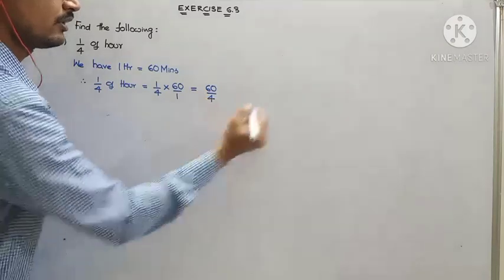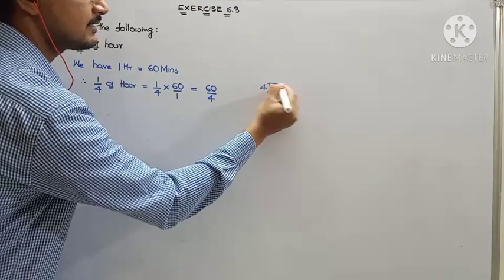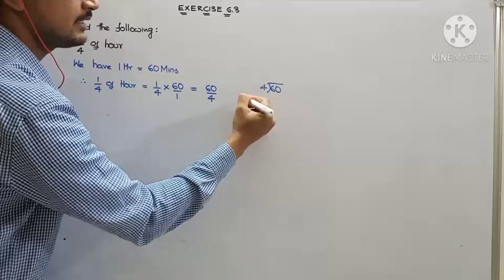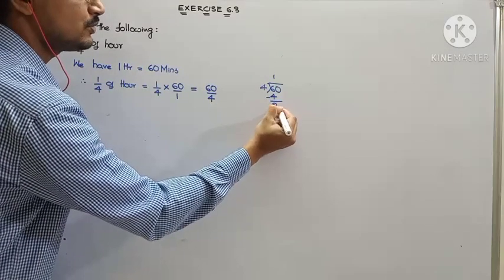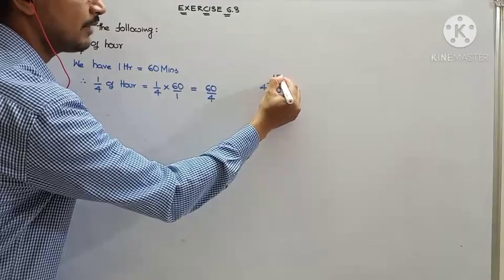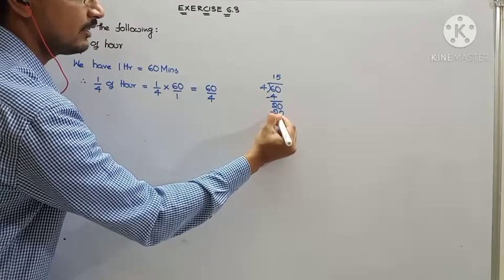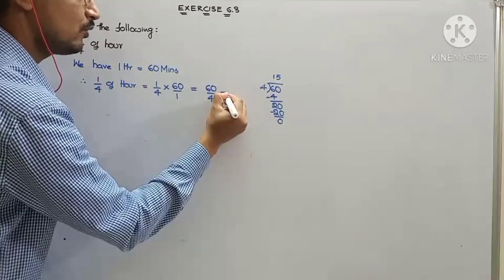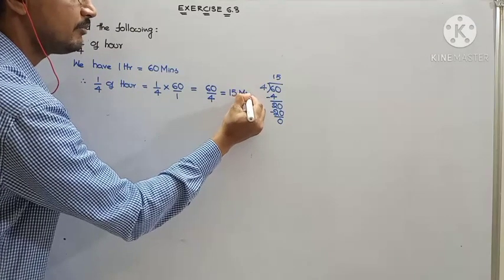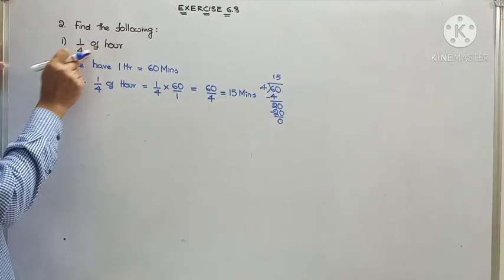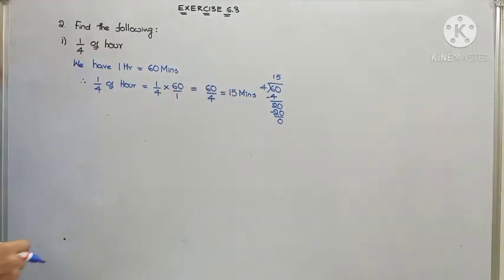60 divided by 4. 4 ones are 4. The remainder is 2. Drop 0. 4 times 5, 20. The remainder is 0. So, 15. You should not leave it like this, children. 15 minutes. So, 1 by 4 of an hour is 15 minutes.